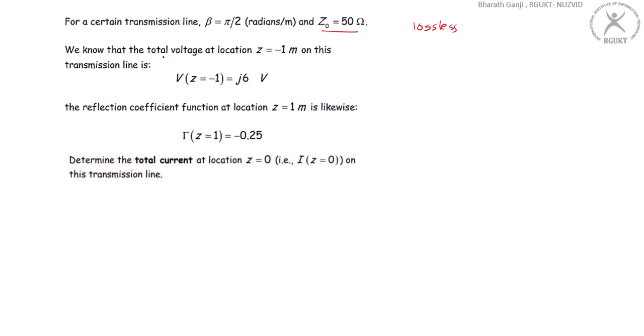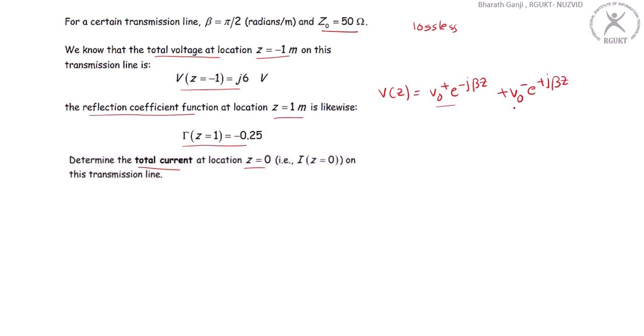So the total voltage at a location z equal to -1 is given, and the reflection coefficient at z equal to 1 is given, and the question asks for what is the total current at z equal to 0. So first of all, on any line we had the expressions for total voltage and total current. The voltage on a line V of z can be written as V naught plus times e power minus j beta z plus V naught minus times e power plus j beta z, right? So this is your forward wave and this is your backward wave.